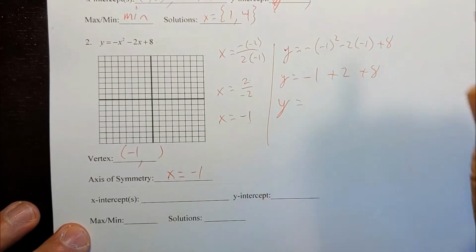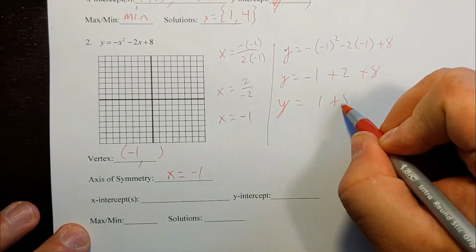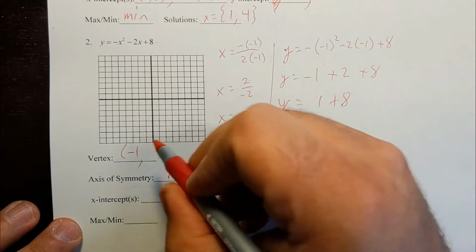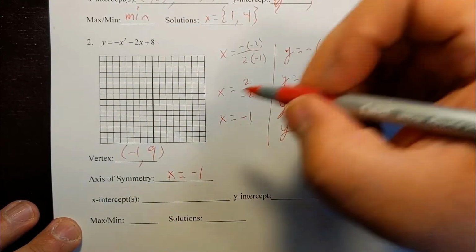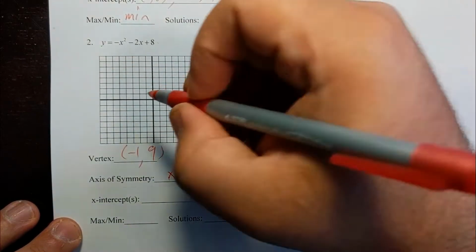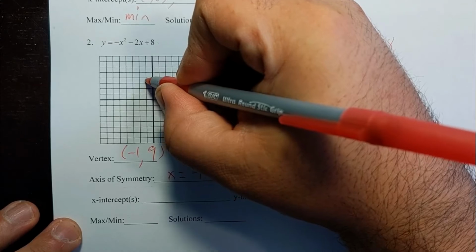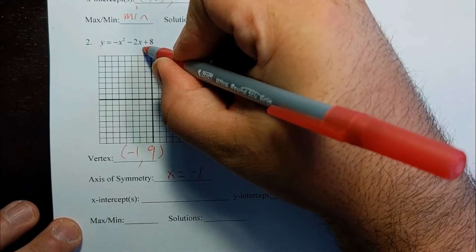And then we combine from left to right. So negative 1 plus 2 would be 1. And then 1 plus 8 is going to be 9. So our y-coordinate for the vertex is going to be 9. So to graph this point, this vertex, negative 1 to the left, and then 1, 2, 3, 4, 5, 6, 7, 8, 9 is just barely off the graph right there.